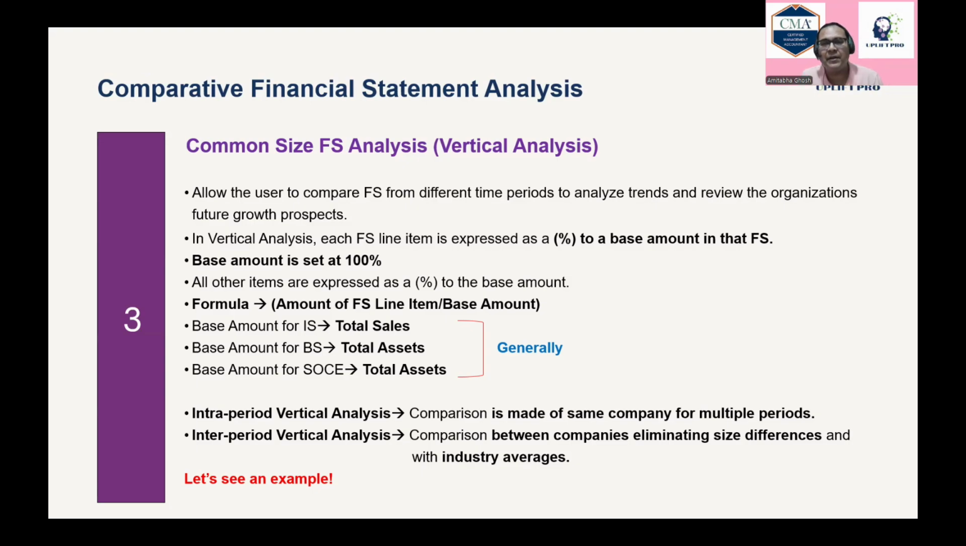And here one point to be kept in mind is that the two companies might have different sizes, right? But vertical analysis helps to eliminate those size differences, and it helps us still to do the analysis, and comparison with industry averages is also possible in an inter-period vertical analysis. So as it states, for an intra-period, comparison is made of the same company for multiple periods, and inter-period is comparison between companies eliminating the size differences, and also comparison with the industry average. So be mindful about the difference between intra and inter, because that might be tested in your essay type of question.